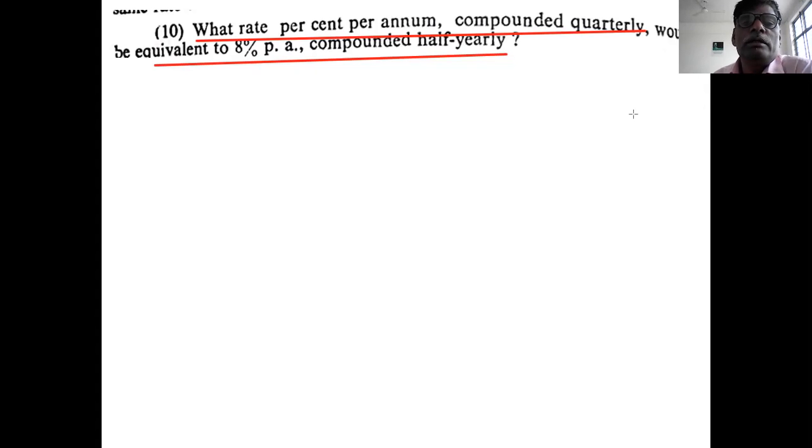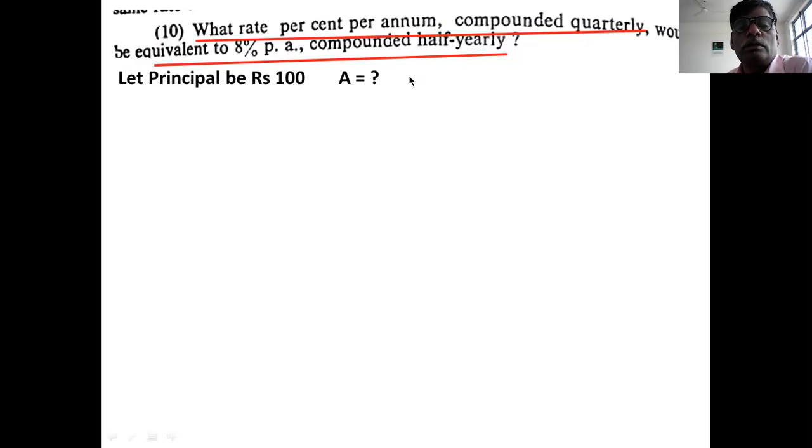So first we calculate the second question. The second question is 8% per annum is the rate of interest, and you calculate interest compounded half yearly. So you see here, suppose let 100 be the principal. Then you calculate the amount. Amount is not given in the problem.